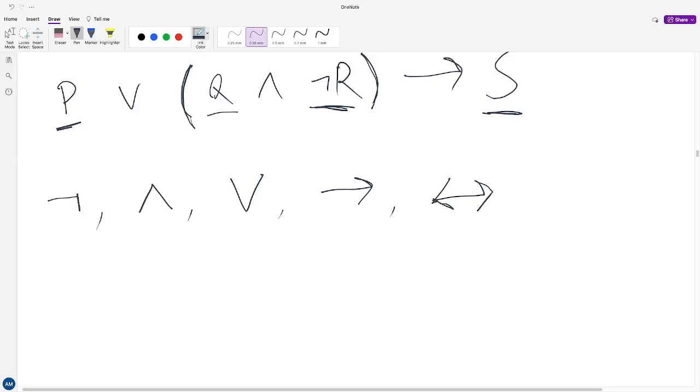So really if you want to draw out parentheses explicitly for this statement right here, it would look something like this. You want to draw out all the parentheses to make sure you get the groupings correct. It would look like this.